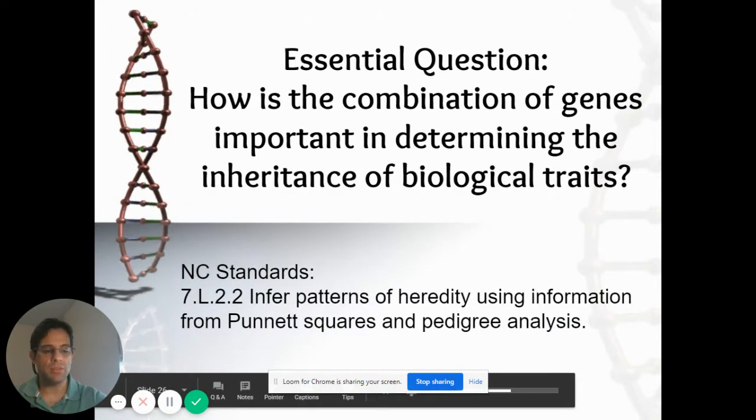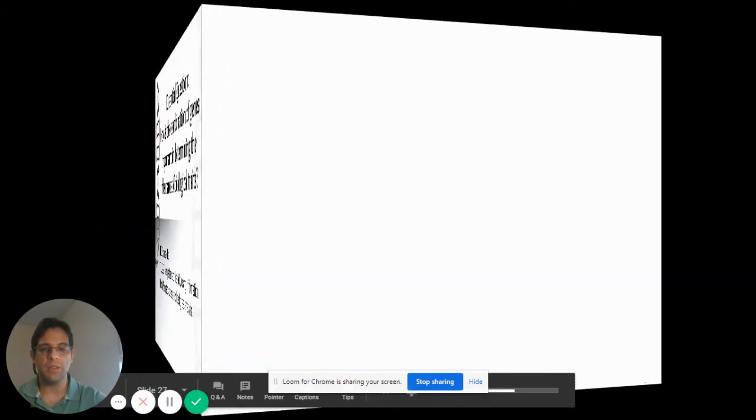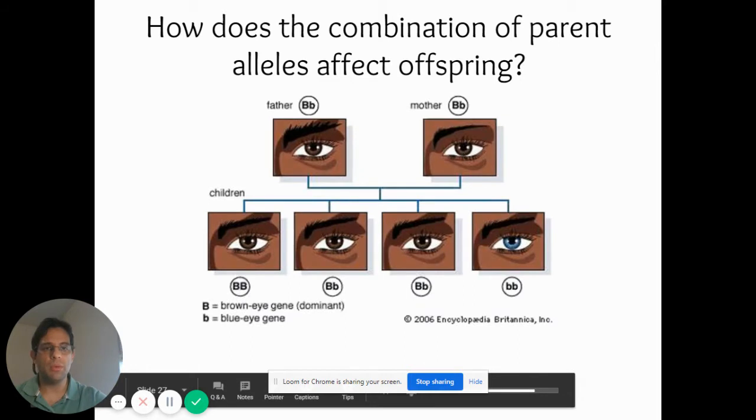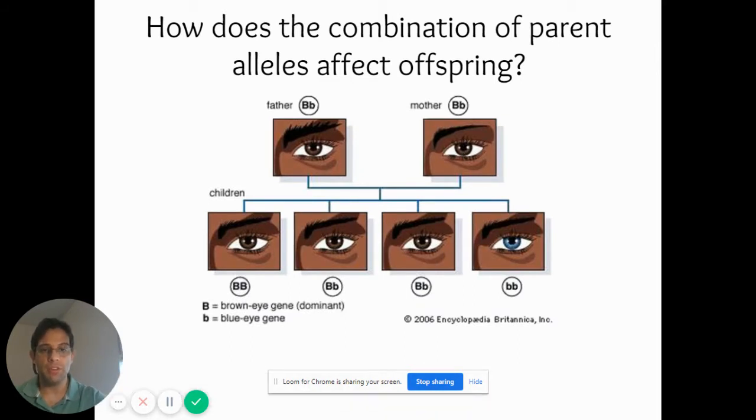The same essential question for the entire unit and the North Carolina standards. Well, the class today I want to start with this question: how does the combination of parent alleles affect offspring? So last class we talked about the information that these letters bring in different alleles of the same gene.